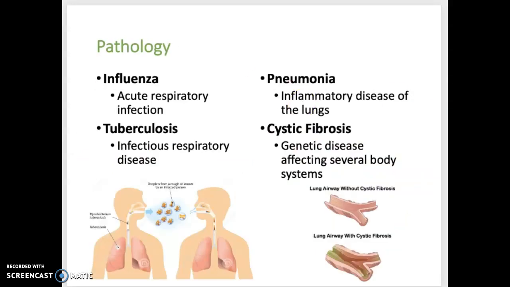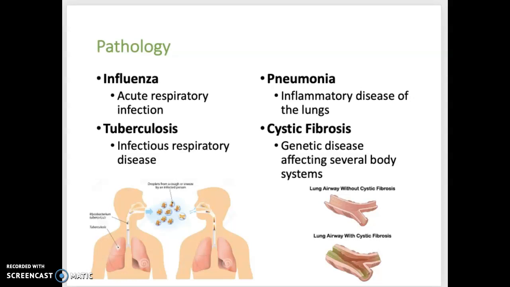Next is influenza, also known as the flu. This is an acute infectious respiratory disease caused by the influenza virus. It typically has a really rapid onset, and symptoms include fever, chills, headache, and myalgia, so that's muscle pain.